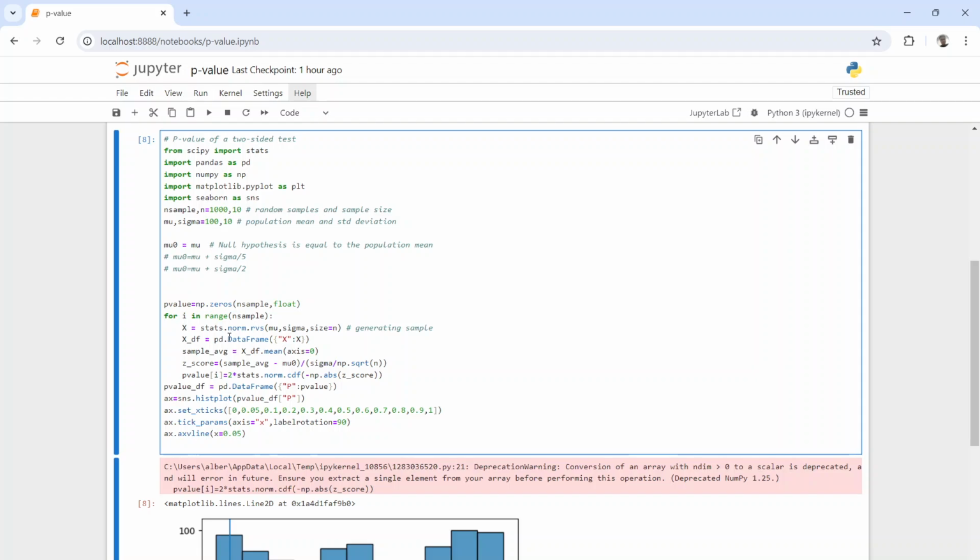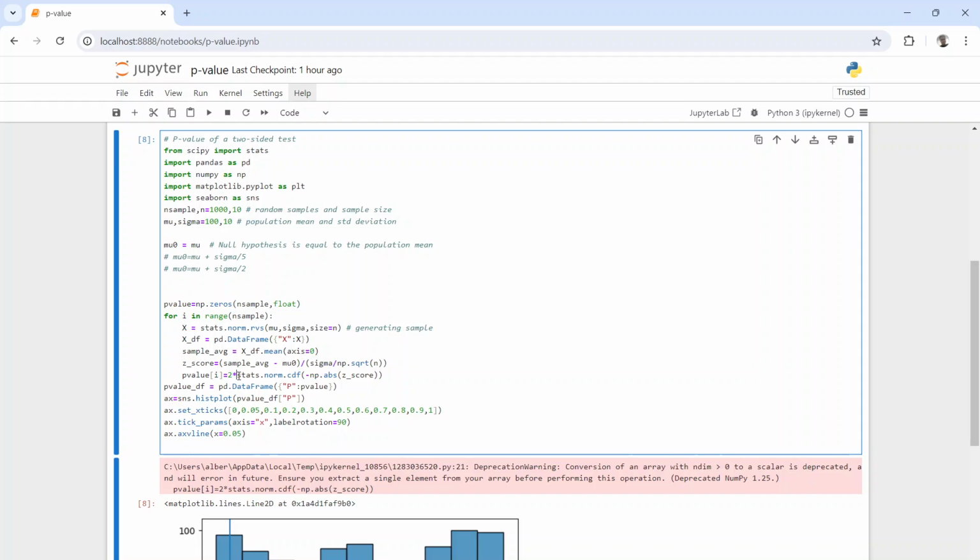And in this line, we convert the sample x into a pandas data frame, and then we compute the mean of the sample. Since this is a single column data frame, we have used axis equal to 0 to compute the mean across the rows. Next, we calculate the z-score for the sample. The z-score tells how many standard errors the sample mean is away from the null hypothesis mean, and then we compute the two-tail p-value for the z-score.